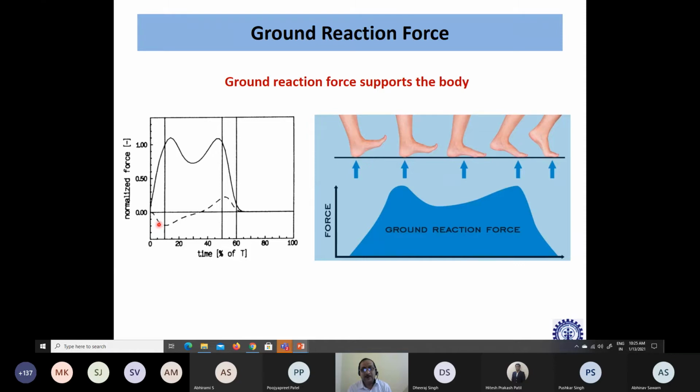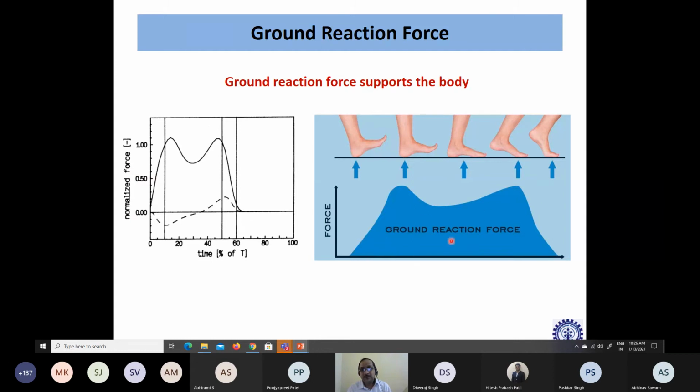So on the left, you can see the graph which shows the variation of the ground reaction forces during a walking cycle. In the y-axis, it's normalized force. So the force, the vertical component, of course, only the vertical component is plotted, and that is plotted with respect to your body weight. So that is the reason why it is called normalized force.